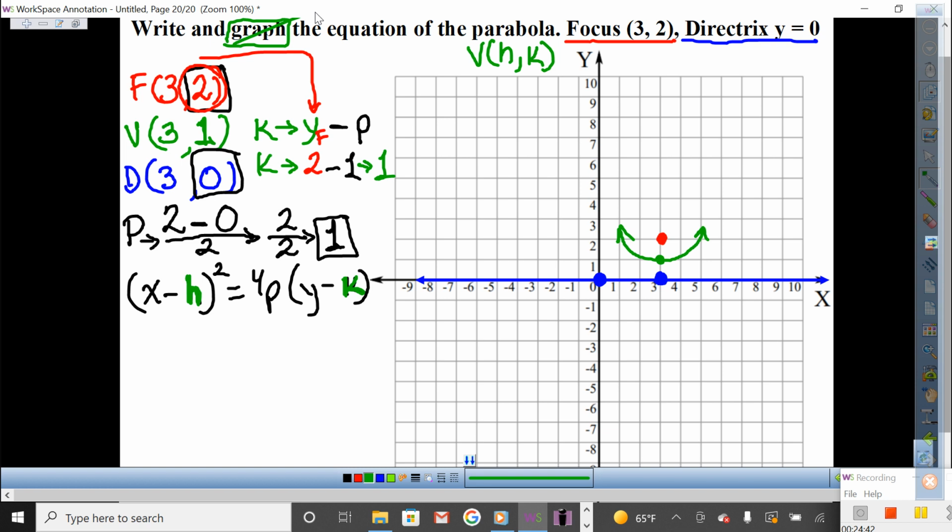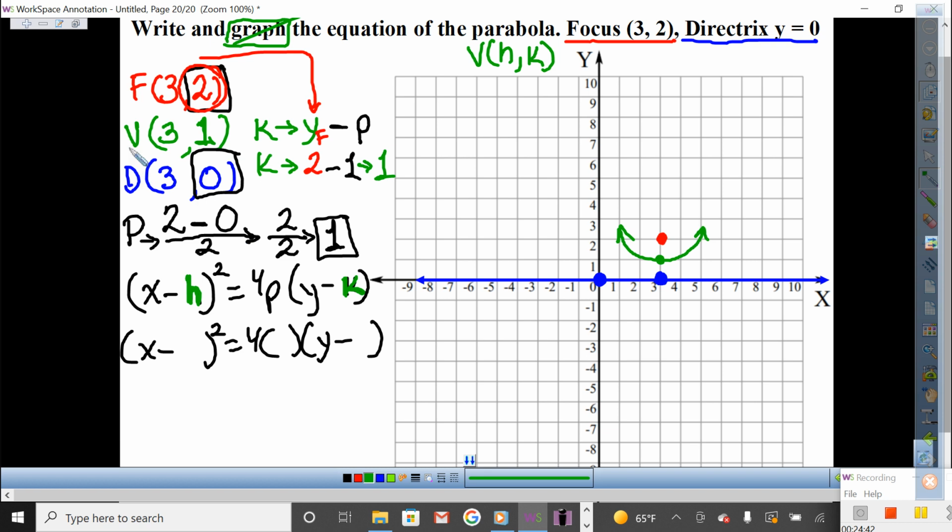What's the next part? It says to write an equation. So that means I'm going to take the equation I started with, look up, x minus h squared equals 4p times y minus k, and then substitute values and simplify. So question, where am I getting h and k from? Tell your neighbor, please. Where am I going to get h and k from?